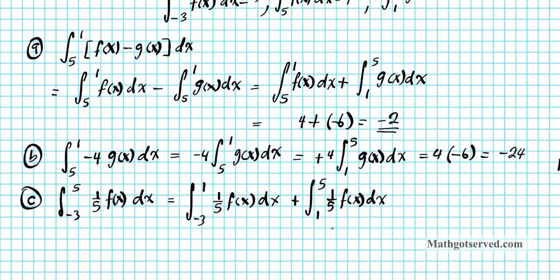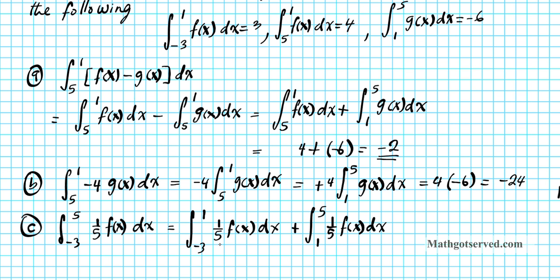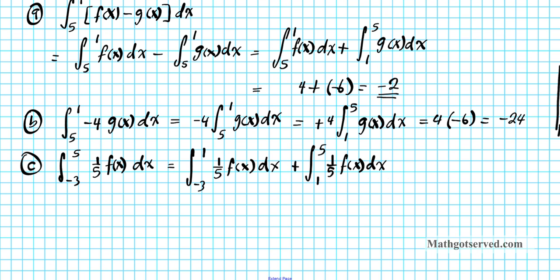Okay? Now you see how I applied the additivity rule here. Going from negative 3, stop at 1, and then from 1 to 5. Now let's see if we have a match. Oh, nice. This one matches with this after I take out this 1/5. This one just needs a little bit of work. We just have to apply the order of integration rule to this one right here so that it matches this, and then we're good to go. All right? So let's go ahead and do that.